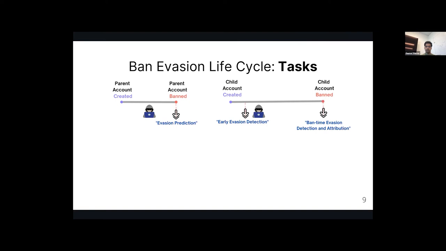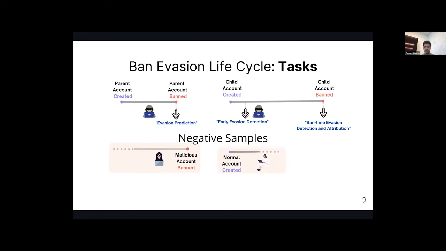At various points of the ban evasion lifecycle, we address crucial prediction, detection, and attribution tasks. As soon as the parent account is banned, we ask the question, can we predict if the account will create an evasion account in the future? For this, we use other malicious accounts that were banned around the same time as the parent account in our dataset as negative samples. Once a new account has been created and the account has made a few edits, we want to detect if this account could be an evasion account of a previously banned account. For this, we consider the normal accounts that were created around the same time as the child accounts in our dataset as negative samples.